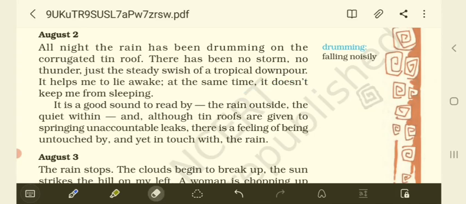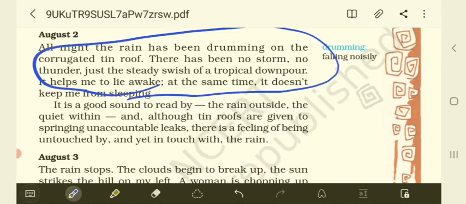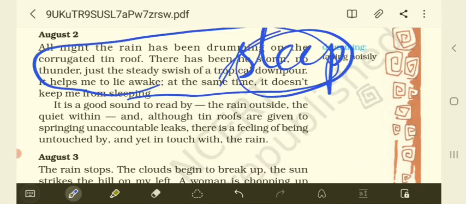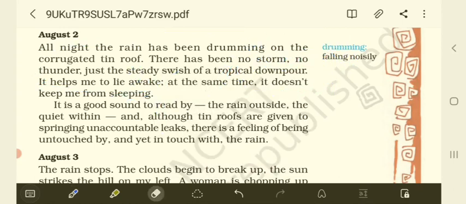Downpour refers to rain. It means there was no thunderstorm, but it had been raining continuously. It helps me to lie awake. At the same time, it doesn't keep me from sleeping. So, yes, describe this rainfall beautifully. It's something really amusing because he does not want to fall asleep quickly, but at the same time the weather is so pleasant that even if he tries, he just has to go to sleep. He feels sleepy. Okay, sometimes it happens.